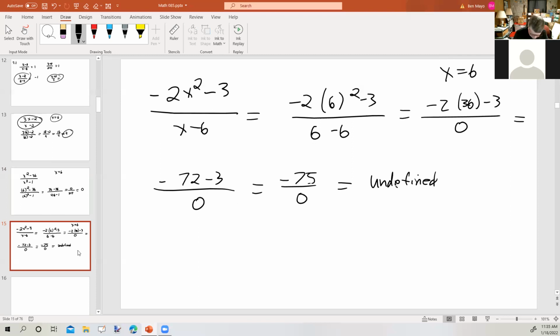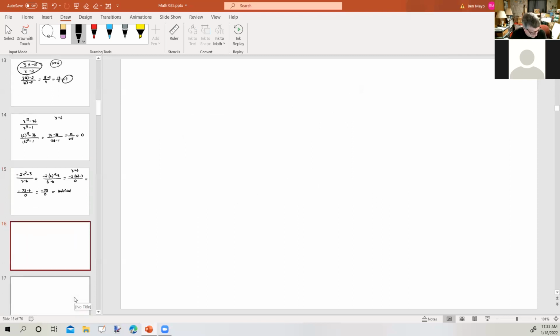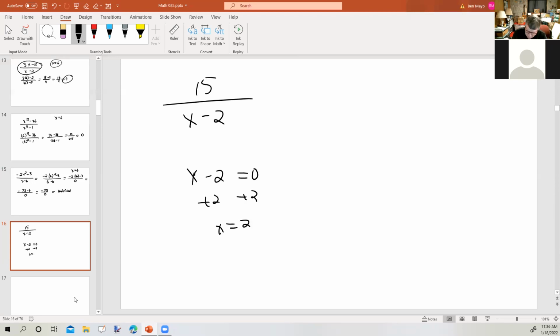All right, now, this next set of problems, it says, find all real numbers for which the rational expression is undefined. In other words, for instance, what value or values of x make this thing such that you're dividing by 0 so that it's undefined? Well, what makes the denominator 0? Let's take the denominator and set it equal to 0 and then solve it. Well, if we added 2 to both sides, we get x equals 2. So for instance, if x is 2, we'd get 15 over 0, which is undefined.